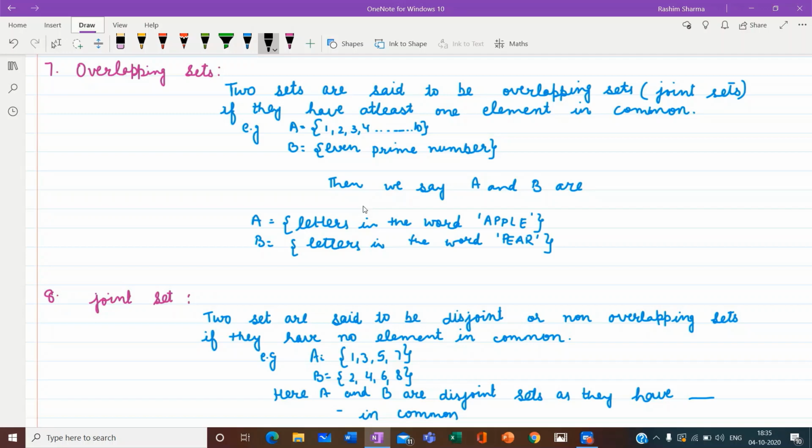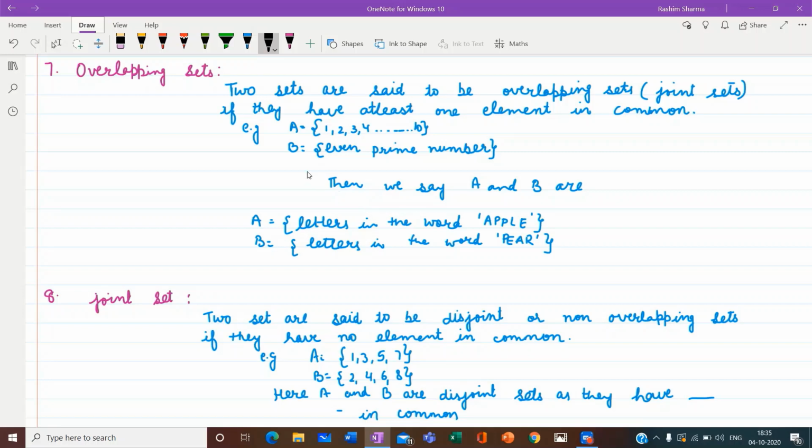Next type is overlapping sets. Two sets are said to be overlapping sets or joint sets if they have at least one element in common. It means if two sets have some elements common, at least one should be there. Common means both the sets have the same element. So if they have one element or more in common, we will say that they are overlapping sets or joint sets.